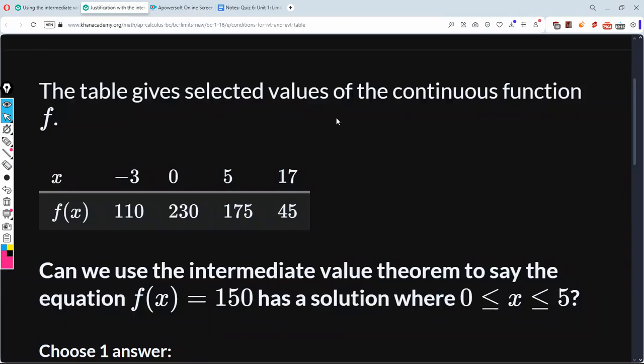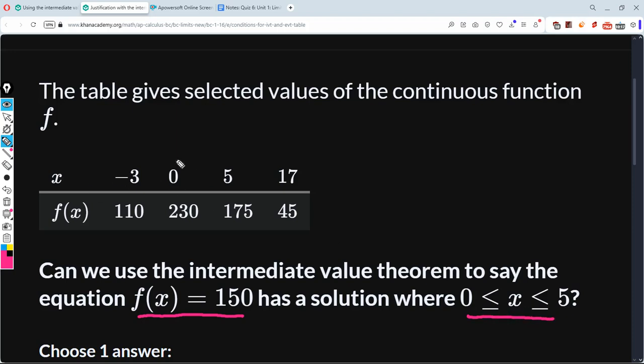All right, the table gives selected values of the continuous function f. That's important, that it's continuous. Here are the values. And can we use the theorem to say that f of x equals 150 has a solution where x is between 0 and 5?